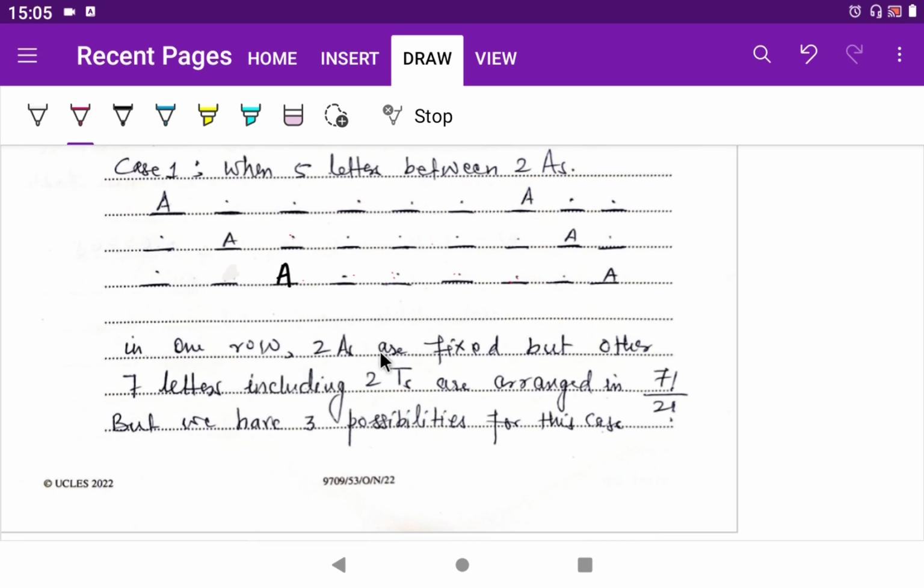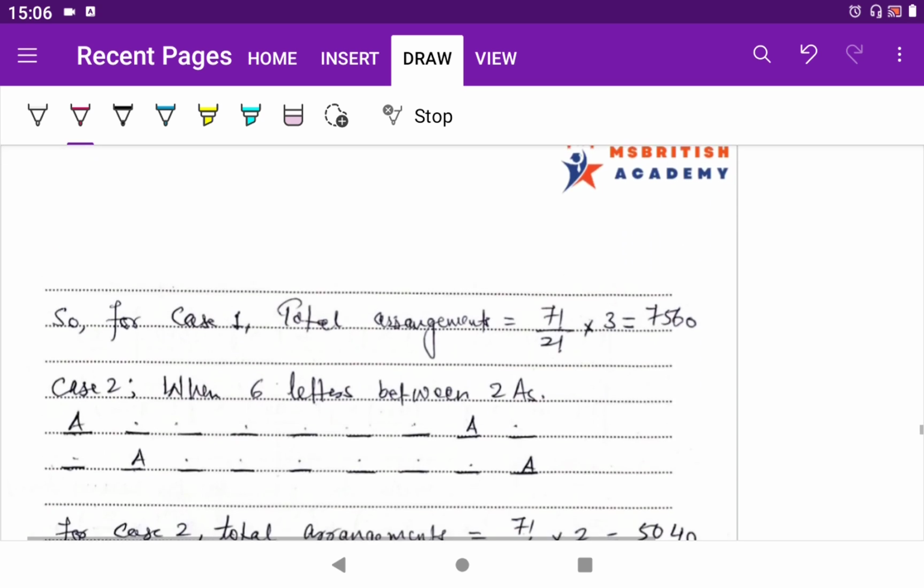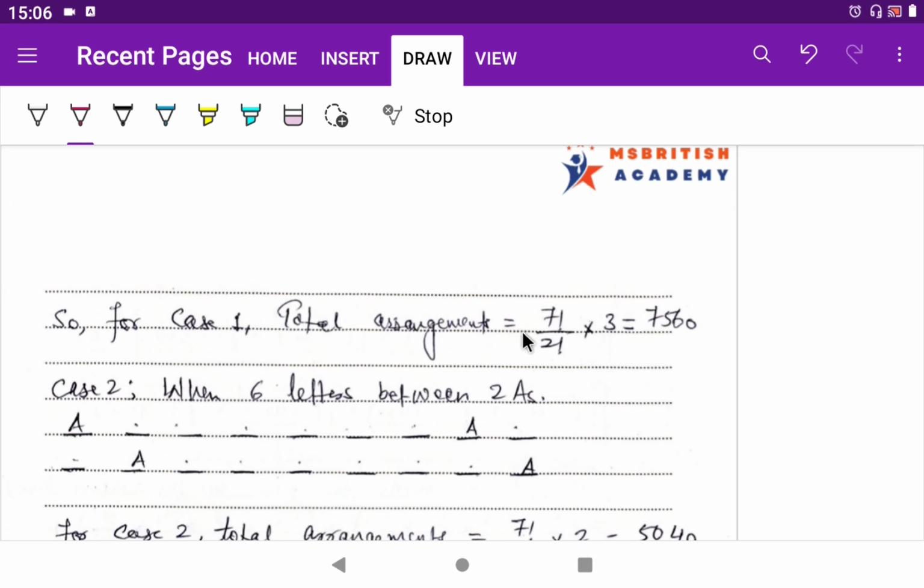So in one row the 2 A's are fixed, but the other 7 letters including 2 T's are arranged in 7 factorial upon 2 factorial ways. Because there are 3 possibilities, we will multiply this 7 factorial upon 2 factorial by 3 to get the total arrangements in case 1. So for case 1, the total arrangement is 7 factorial upon 2 factorial multiplied by 3, and its value is 7560.